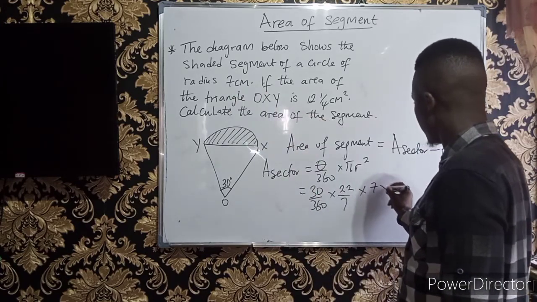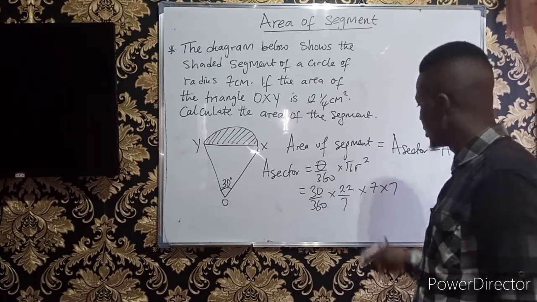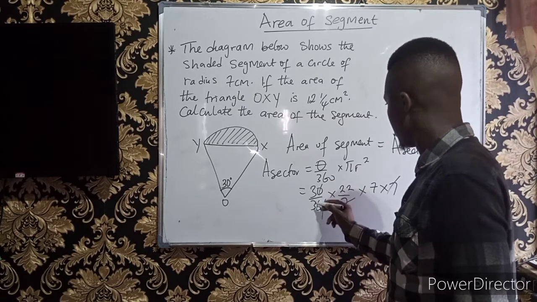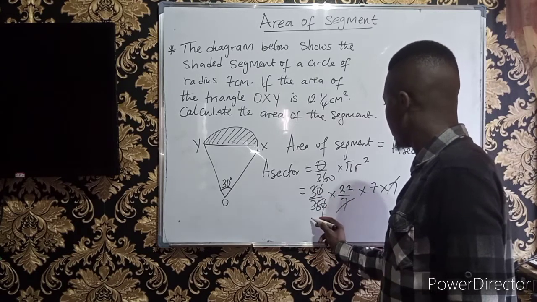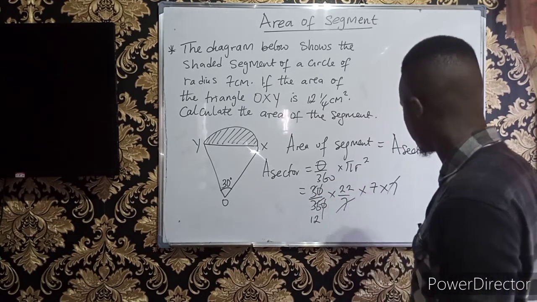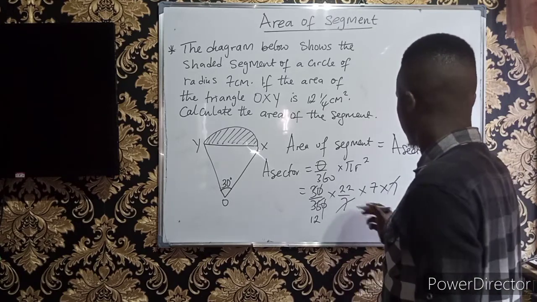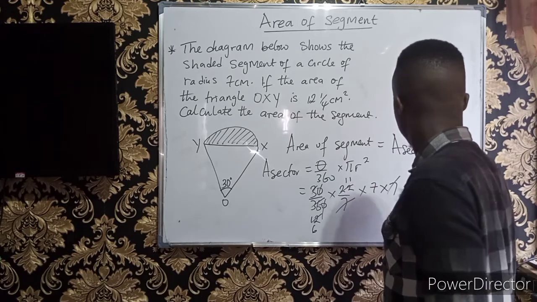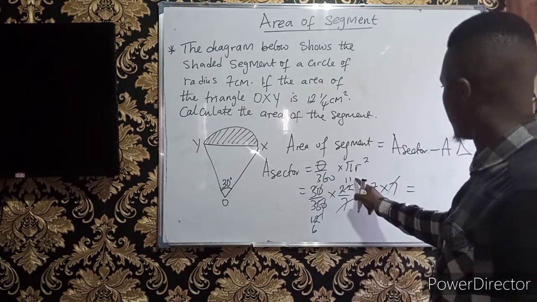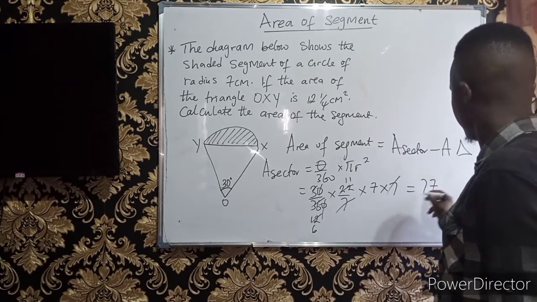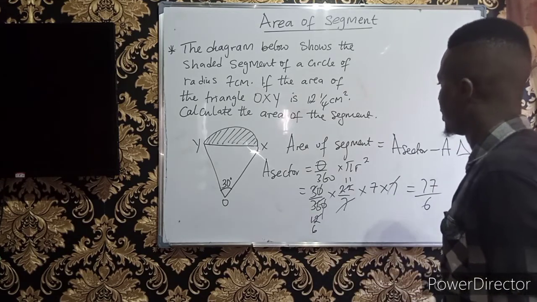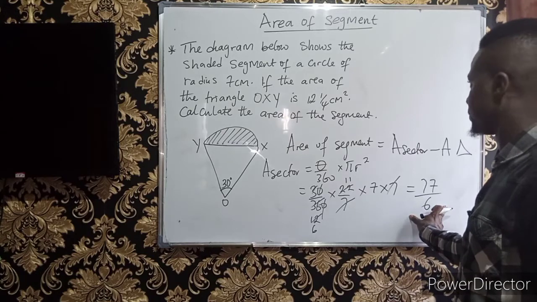So we have 7 squared, which means 7 times 7. This 7 will cancel out this 7. 0 will cancel 0. 3 here is 1. 3 here will give us 12. Now 2 here is 6 and 2 here is 11. So we are having 11 times 7 is 77 all over 6. So this is our area of sector.